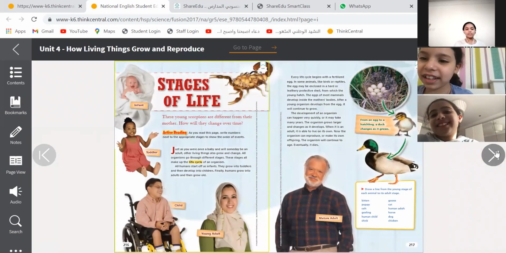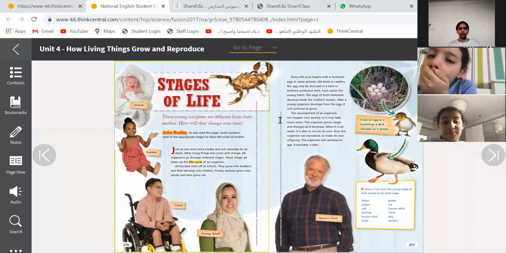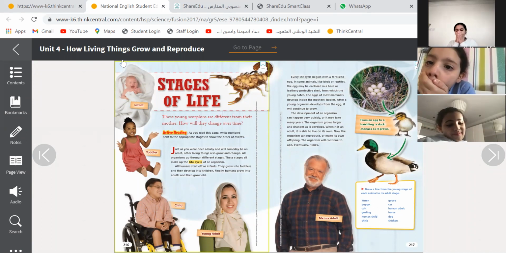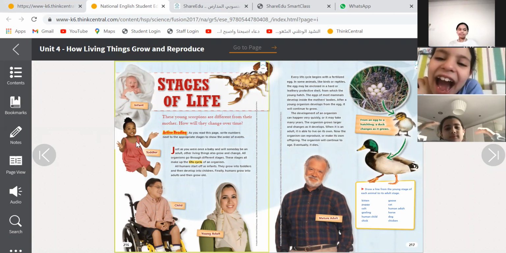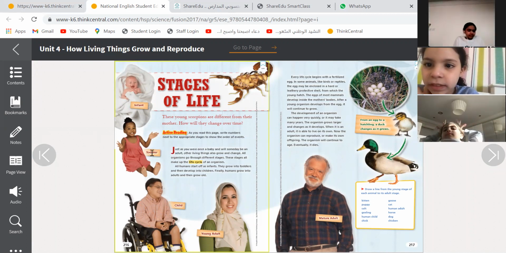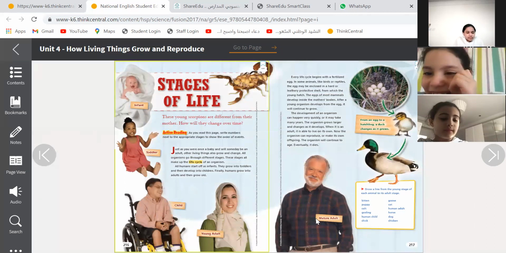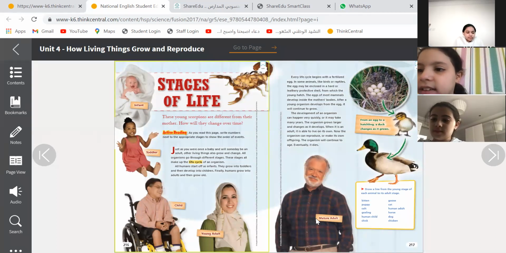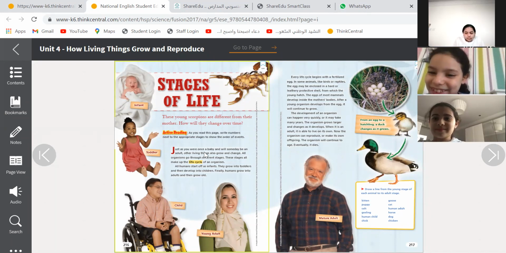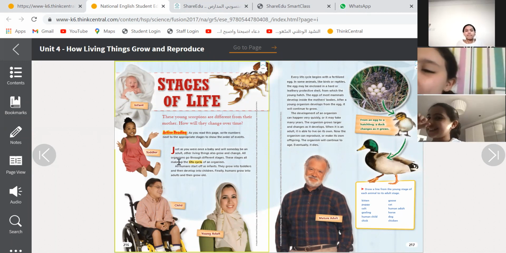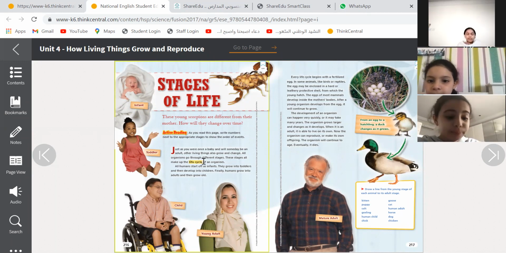Stages of life. Definitely, we have stages of life. As for us humans, first of all, we are an infant, a newborn. When they grow up a little more, they become a toddler. Then they become a child, young adult, mature adult, and then grandparents. Okay, girls, these changes we call the life cycle. So the stages all make up the life cycle.